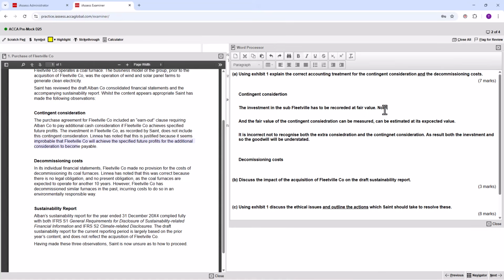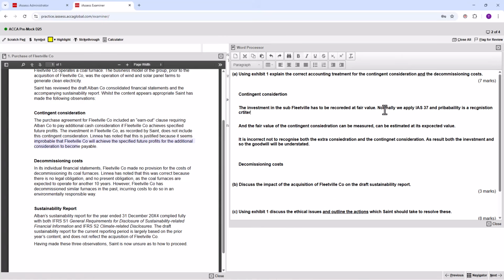Now normally, we apply IAS 37, and probability is a recognition criterion. But that's not applicable here. But what is applicable here is it's group accounts. What is applicable here, what is overriding, is that the investment must be at fair value. And it's a level 3 fair value if you want to get into it, because it's an estimate. It must be at fair value.